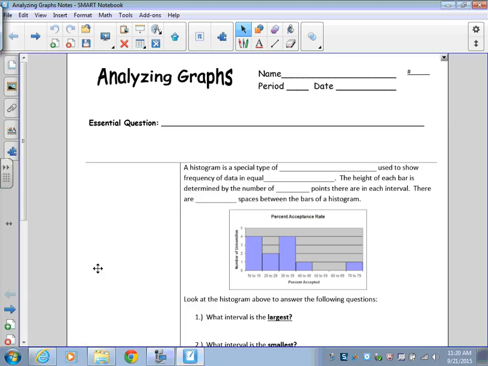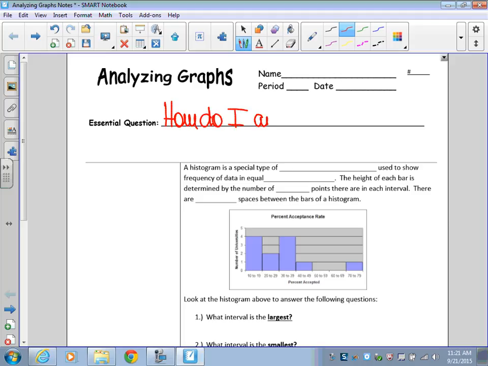Our essential question for today is, how do I analyze graphs? Now, the first thing that you see will be a definition for the word histogram.